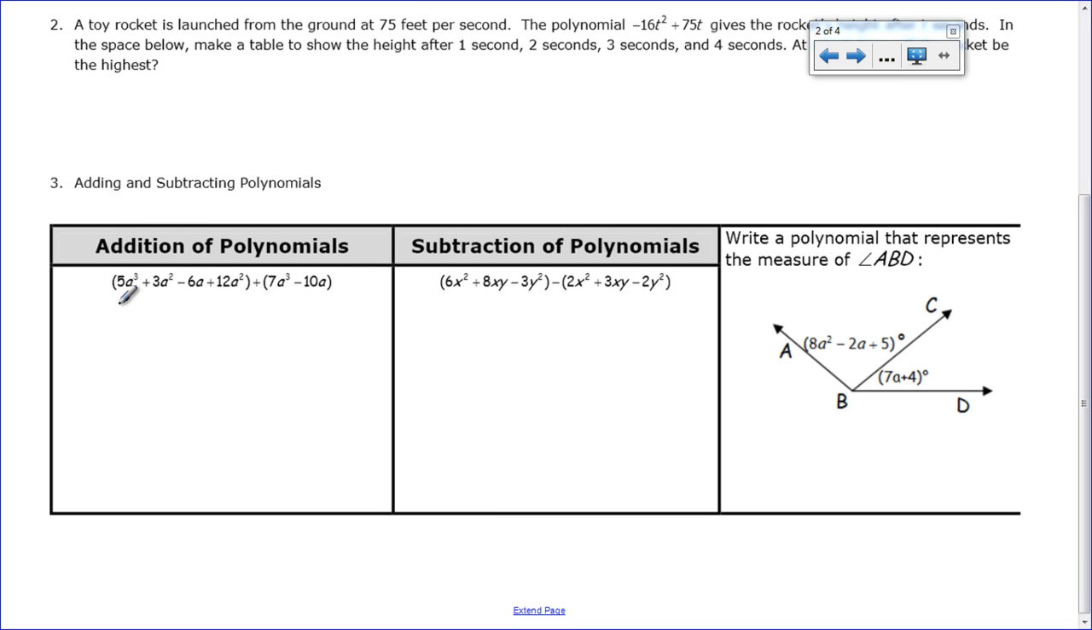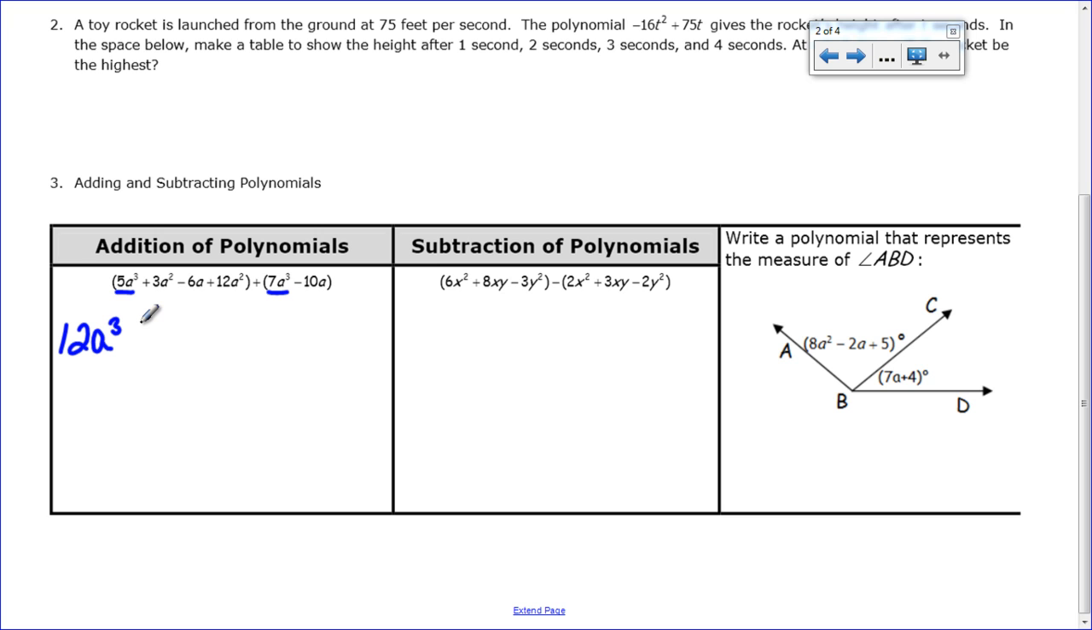So if you look at this first one, we have addition of polynomials, and we're going to have to add only things that look alike. If it doesn't have anything that looks like it, I have nothing to add it to. So our first term here is 5a cubed, and in my next set of parentheses being added is 7a cubed. Well, they both have an a cubed, so I have 5 of them, and then I have 7 more, so I get 12a cubed.